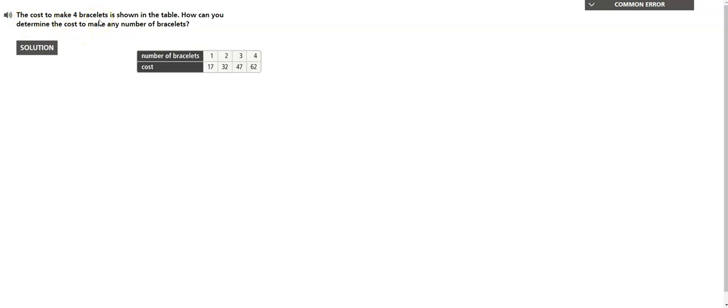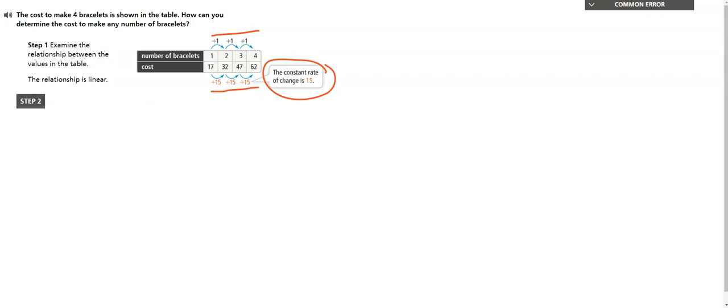The cost to make 4 bracelets is shown in the table. How can you determine the cost to make any number of bracelets? The very first step, and I would write these steps down, is to examine the relationship between the values in the table, because we want to make sure that this relationship is linear. As you can see here, when I skip count through my cost, I can skip count by 15s. My number of bracelets is going up evenly by 1, which means that my constant rate of change is 15. So every bracelet that I make costs $15.